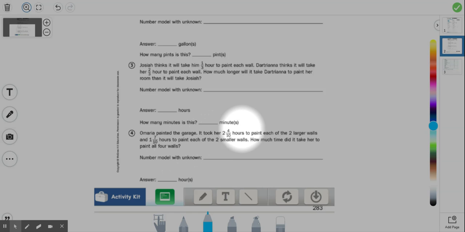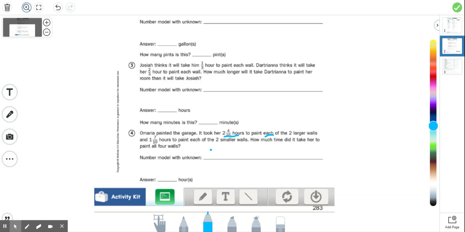So let's see. The 2 larger walls took her 2 4/10 to paint each of them. Now that's a key point here. I almost missed that. Glad Valeria told me. Just joking. I saw it. So it took her each, and there are 2 of them. So 2 times, because there are 2 larger walls, 2 4/10.